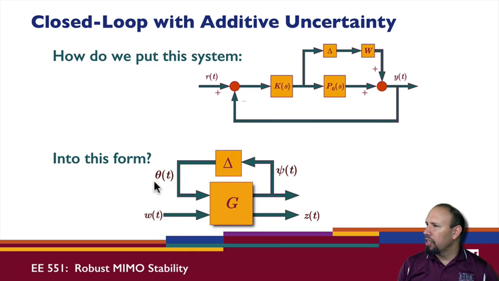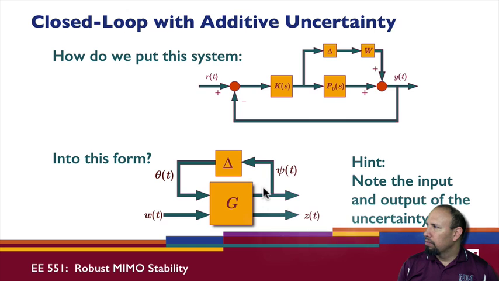And the critical thing here is really the theta and the psi. That is, because remember that it was the transfer function from theta to psi, M, that was useful in assessing stability. Okay, so in particular, we need the input and the output of the uncertainty. So over here, that's the input to the uncertainty, and over here is the output of the uncertainty.